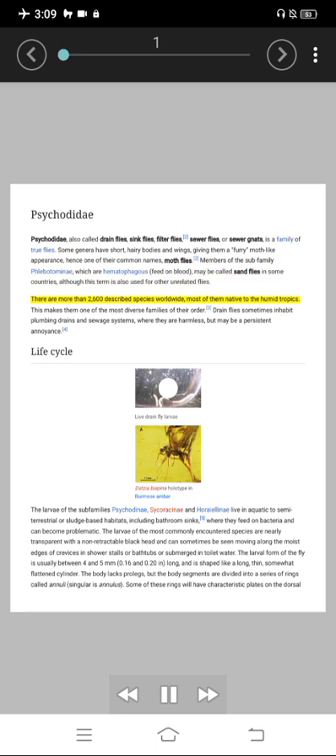There are more than 2,600 described species worldwide, most of them native to the humid tropics. This makes them one of the most diverse families of their order. Drain flies sometimes inhabit plumbing drains and sewage systems, where they are harmless, but may be a persistent annoyance.